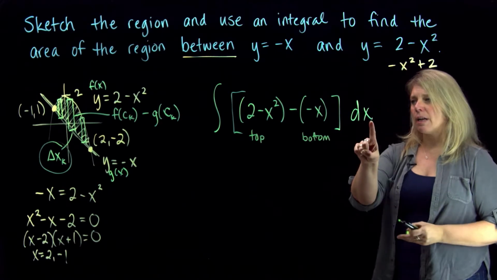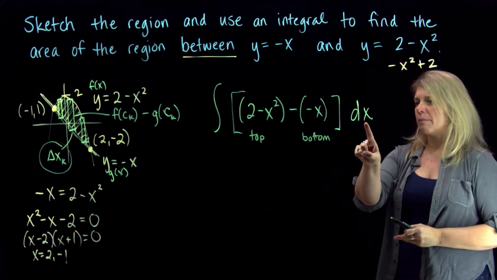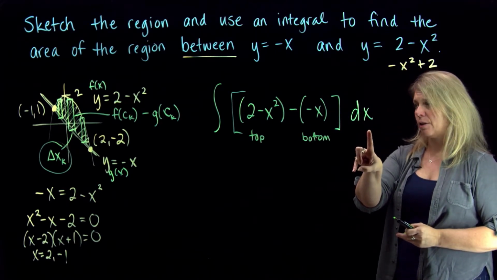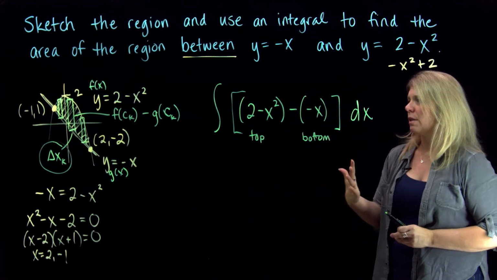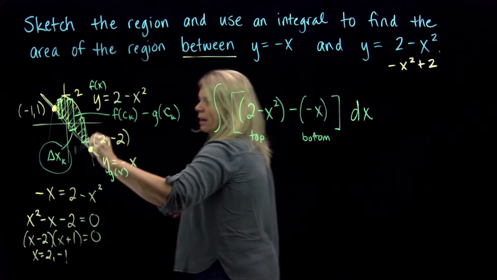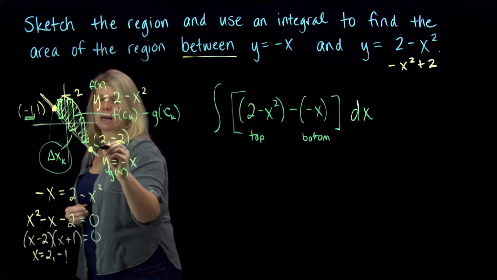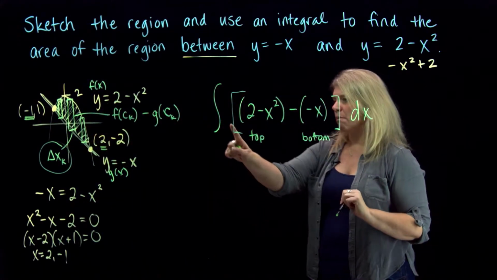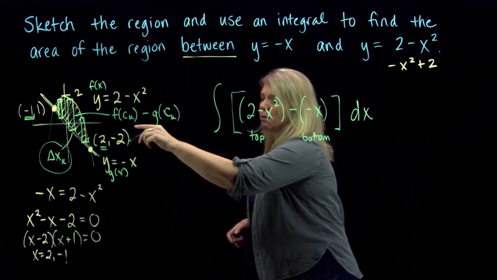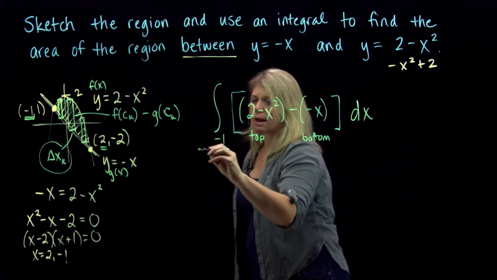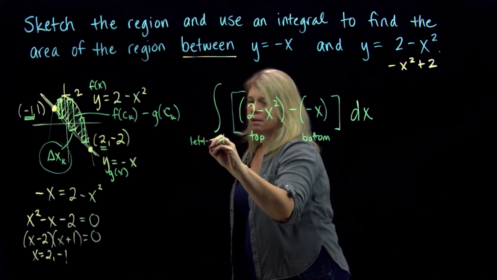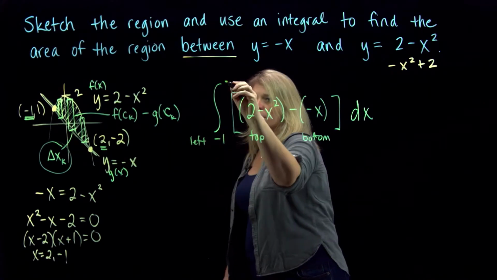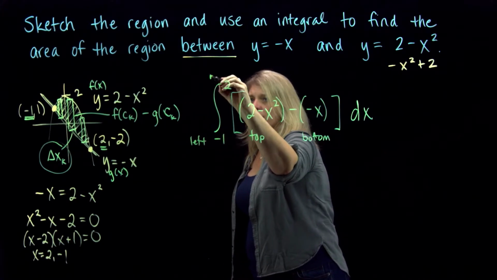And then my limits of integration, my a and b, are going to be my x values from one end of the region to the other. So that's why it's important to find the coordinates of these points, and we need the x coordinates from those endpoints. My lower limit of integration here is going to be the smaller number on the left side, and my upper limit of integration is going to be the larger number on the right side.